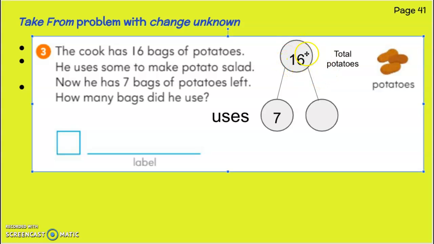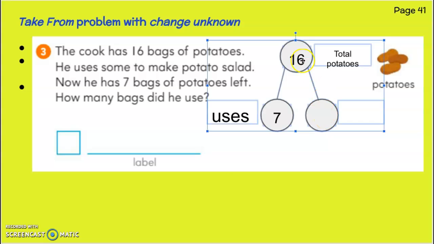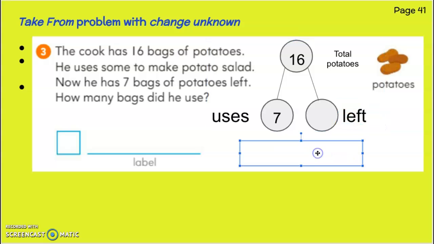So because this is a subtraction problem, we know that the start was 16. We do know how many were used, but we do not know the result of that change. So he had 16, he uses 7. So our result is unknown. So this is how many left, right? So our subtraction sentence then will be 16 minus 7 equals blank, right?